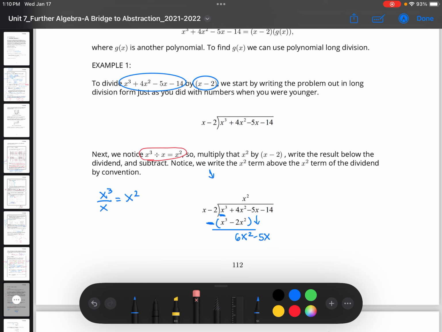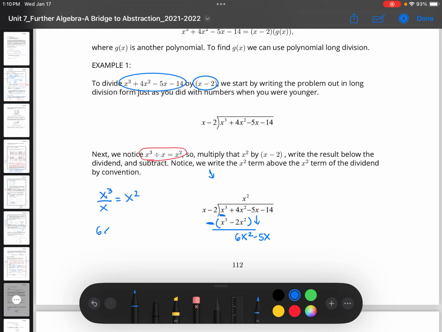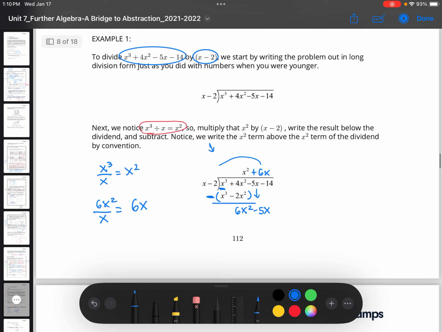We take the leading term, which is 6x squared, and divide it by the leading term in the divisor, which is x again. Nothing else matters, just those leading terms. So that's going to give me a 6x, and we write a 6x right here. Then, just like before, we distribute this into here. So 6x times x gives us 6x squared, and 6x times negative 2 gives us a negative 12x.